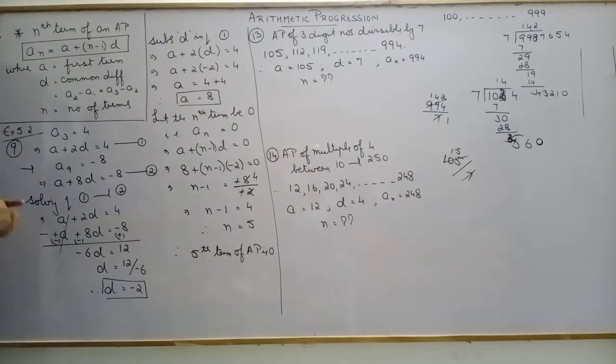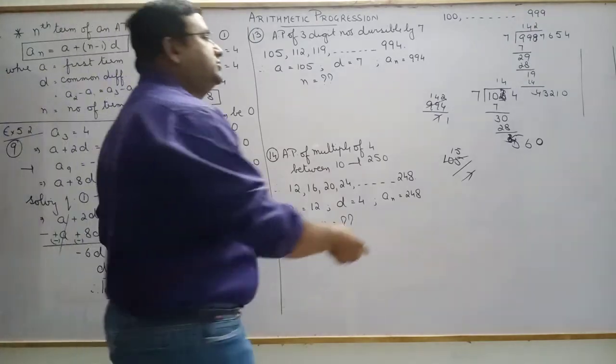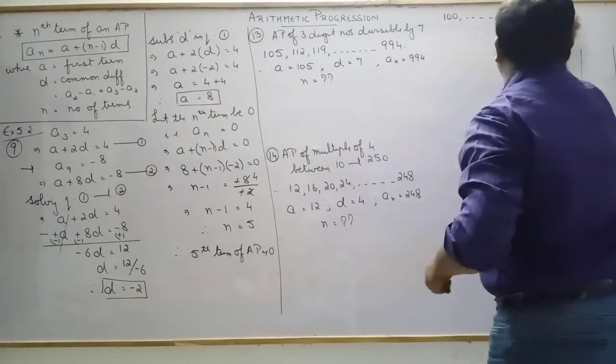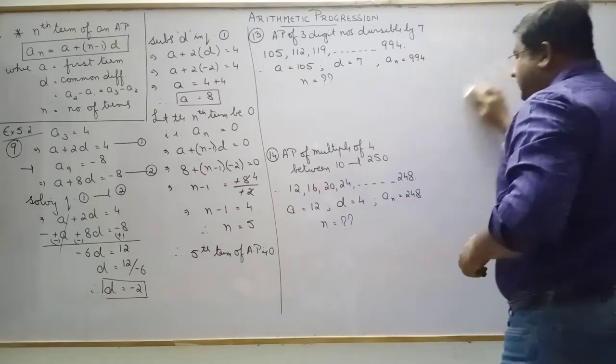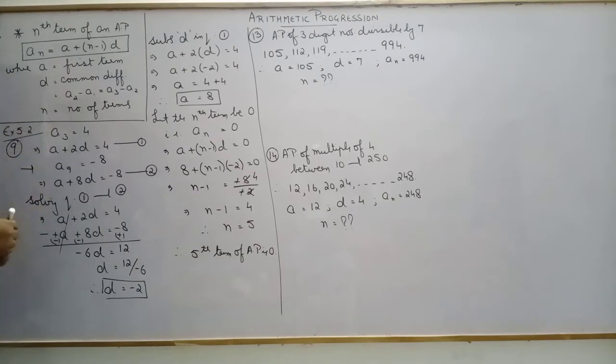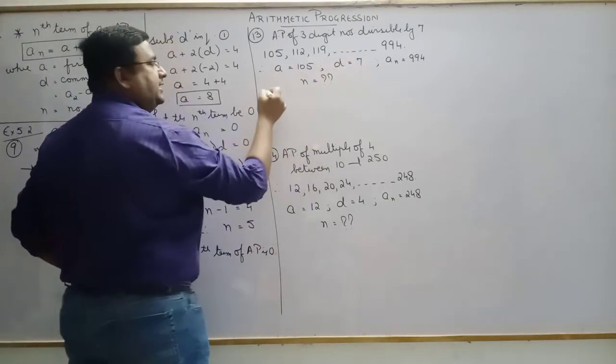Again same formula. Question says find how many multiples. So simply he is telling us to find what? N. Nothing else. I hope both these questions are clear to you. You can find N with any formula. Okay, let us do any of them. Say for example, let us try this one.